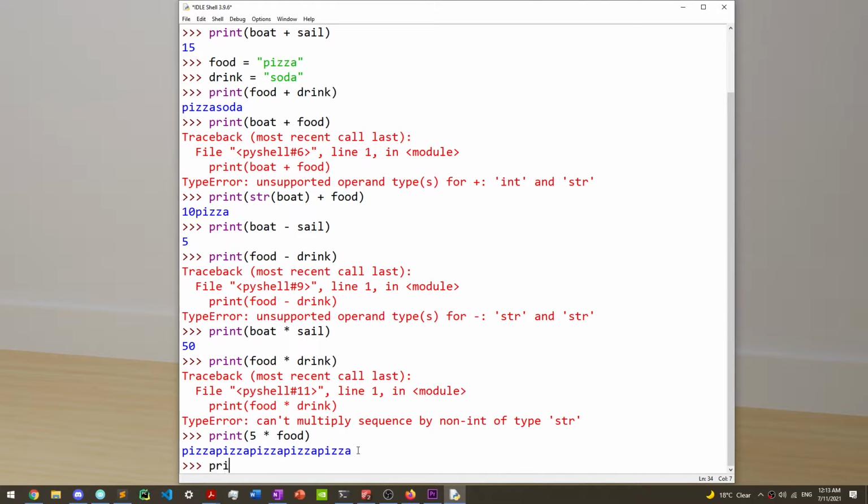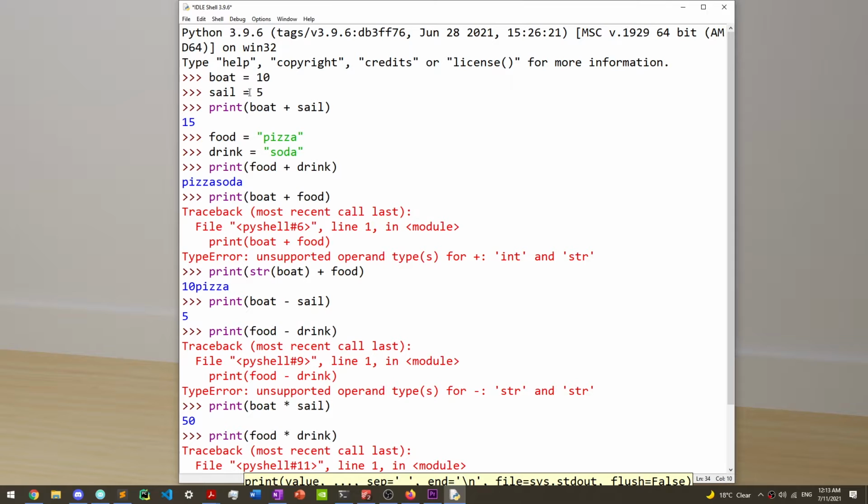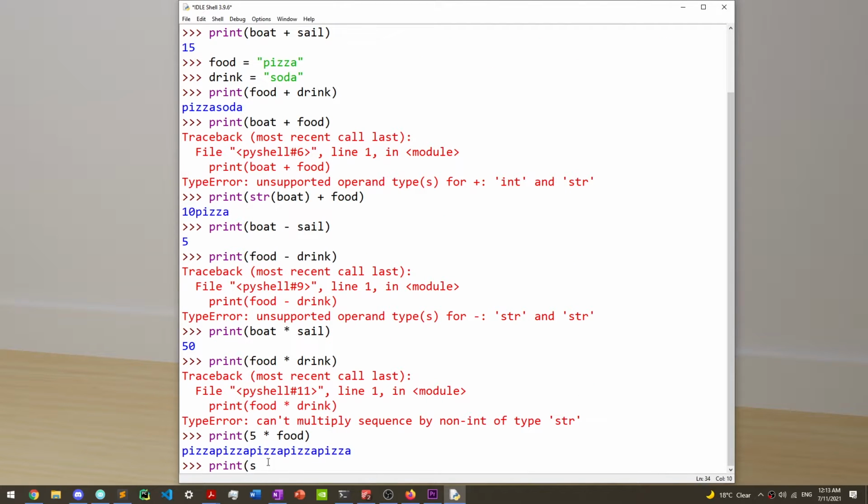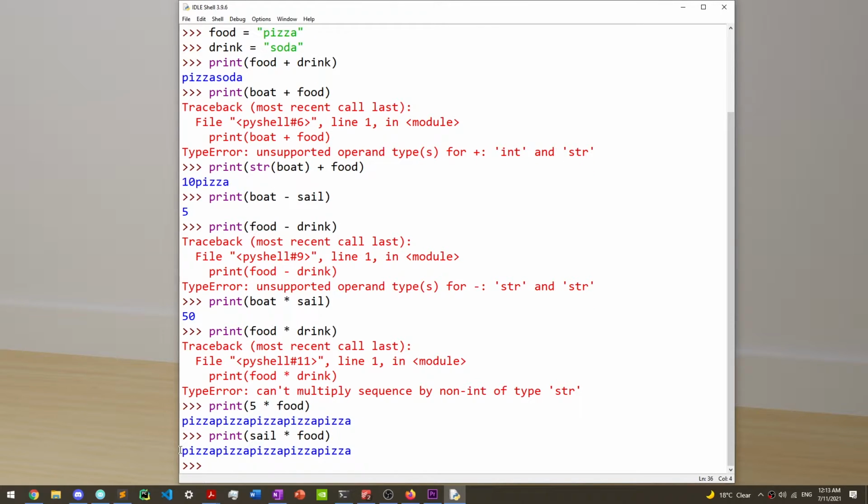And we can do the same thing with variables. So let's say sale was still 5. So we're going to do sale times food. And we would expect the exact same string here. And as you can see, pizza, pizza, pizza, pizza, and then pizza.